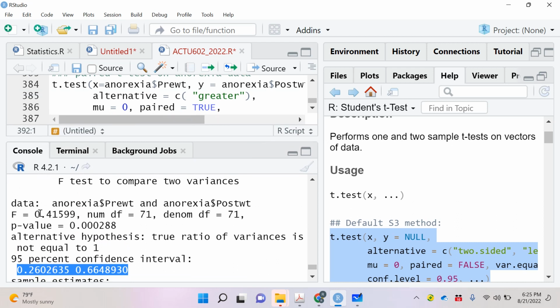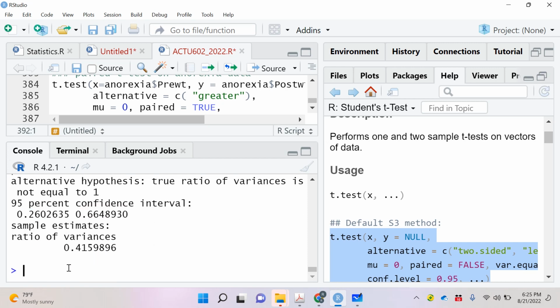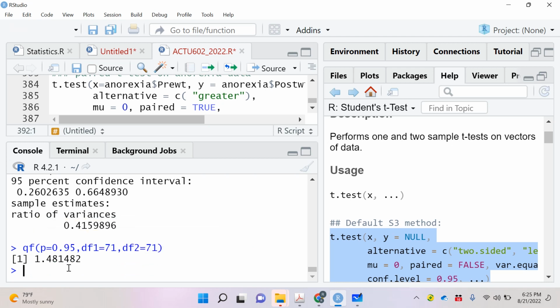If I go and read for the F distribution, I have the degrees of freedom, they are all 1, 1. So I can even read it. I'll say KF, okay, so I have P, DF1, DF2. So I can say P is equal to 0.95, DF1 is equal to what? 71, right? And then DF2 is equal to what? 71 as well. So I do this, 1.48.